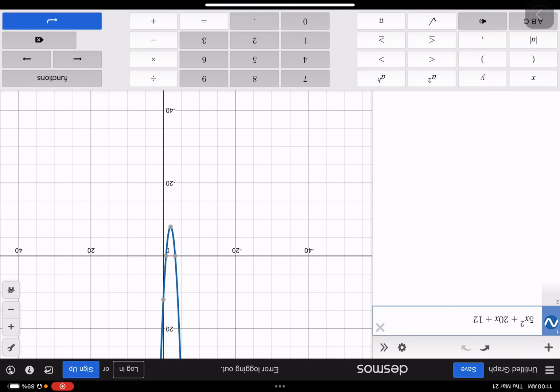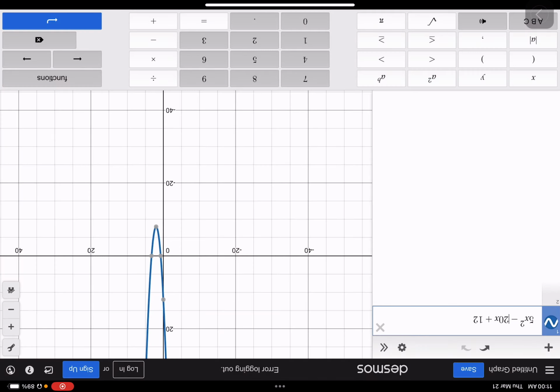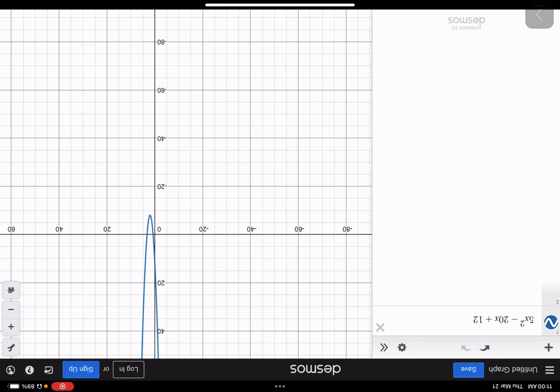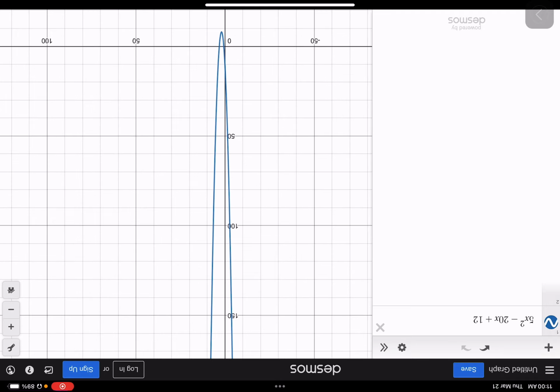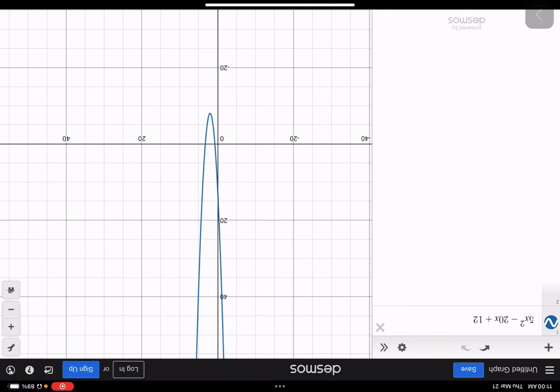Okay, so this is our equation. Oh, I messed this up. This should be minus. No huge difference, but we want to have it all right. So we'll look at this and we'll kind of look and see what we see. It looks like it keeps going up, and it looks like it does go left to right.